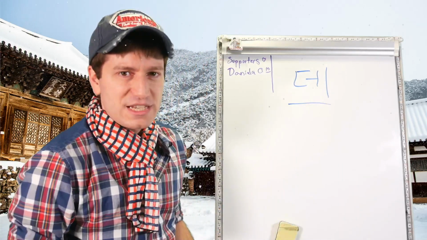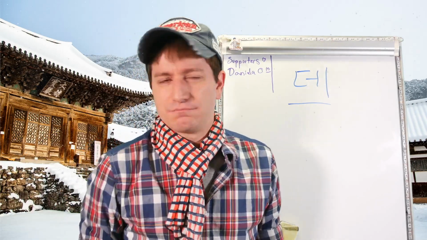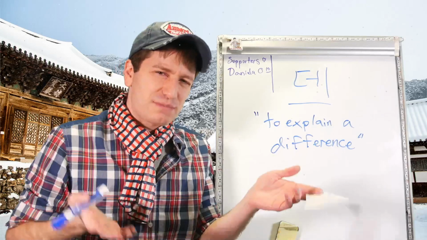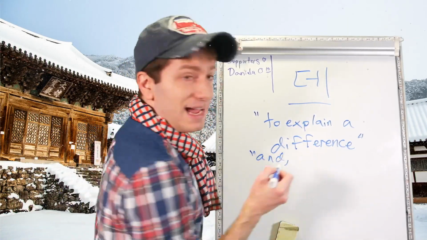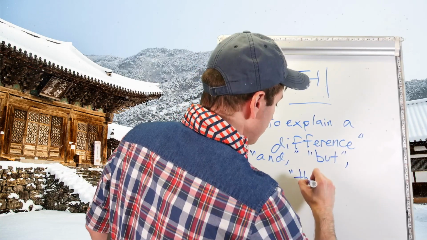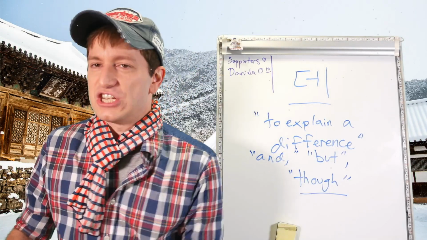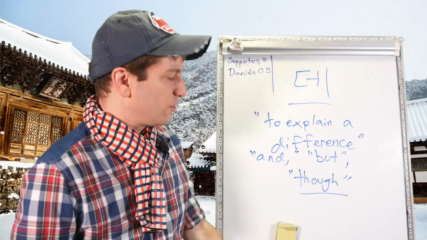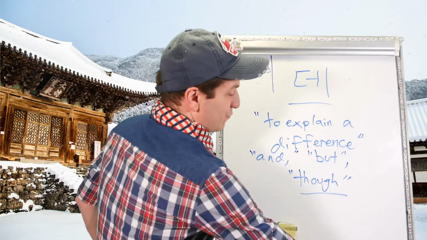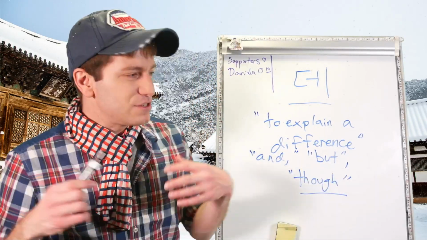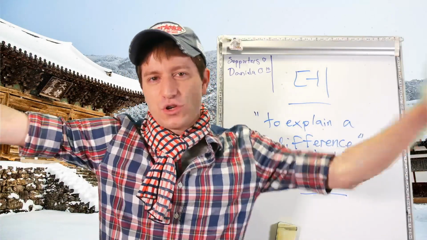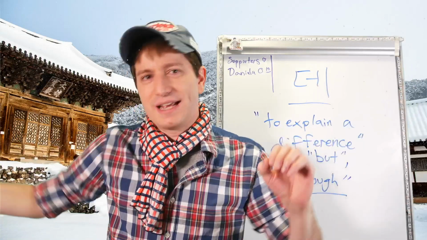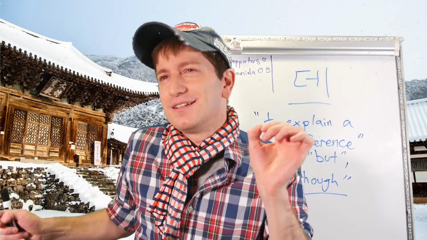This form is used to show contrast. Contrast as in to explain how something's different. This form often gets translated to things like and, but, or though. I would say the best way to think about this form is not to translate it as and, but, or though. Do not just translate this form as but in your mind. There is more to it than that. It can translate as that in a lot of sentences. So you might be left feeling this form translates as kind of like a soft but.